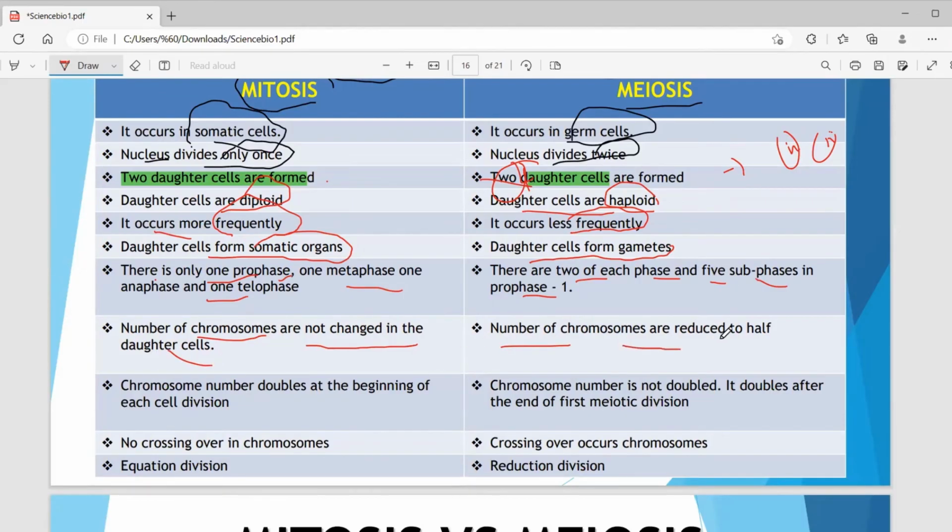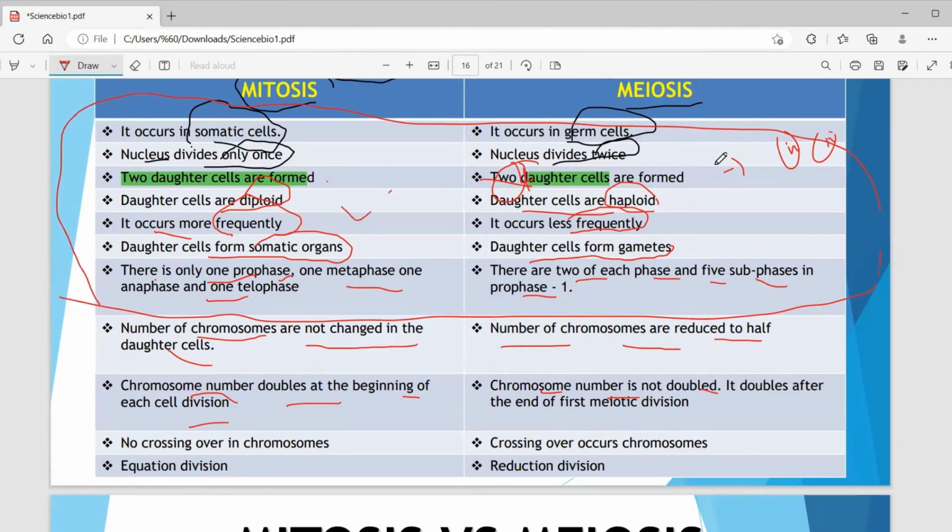The number of chromosomes is reduced by half. The chromosome number doubles at the beginning of each cell division. The chromosome number is not doubled. Just know these kinds of terms, because that is quite advanced for you. Just thoroughly note down these things.